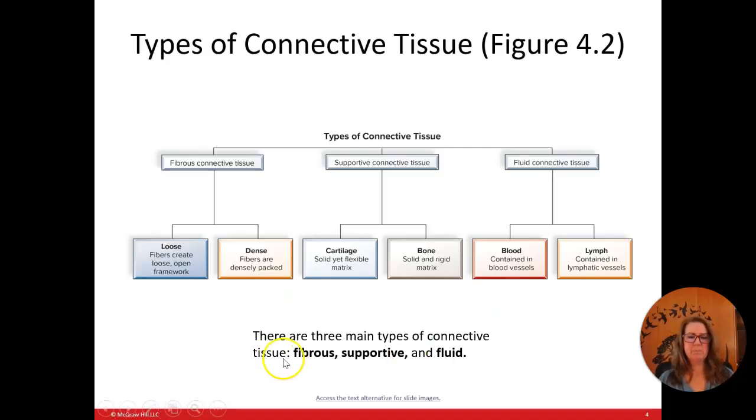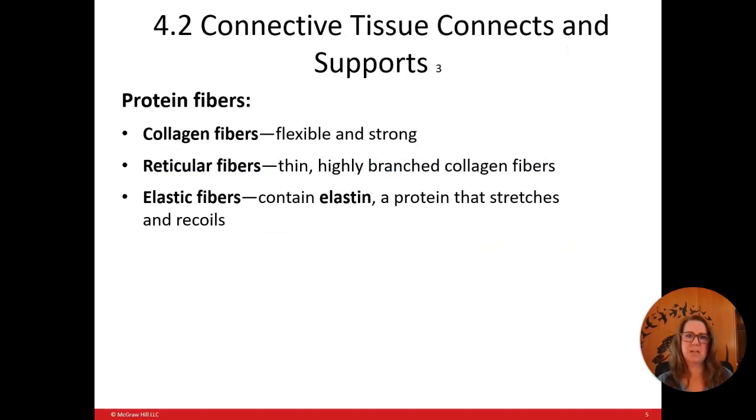Now you see down here, I put a little note, there are 3 main types of connective tissue. Fibrous, here on the top left, in the middle, supportive, and then on the top right, fluid connective tissue. In the past, it's been kind of confusing for students to understand that blood and bone are both connective tissue. Well, they fall into different categories: fibrous, supportive, and fluid. So we're going to spend some time and look through these. Now, I mentioned that connective tissue is going to have a cell, some kind of ground substance, and then some fibers. So here we go.